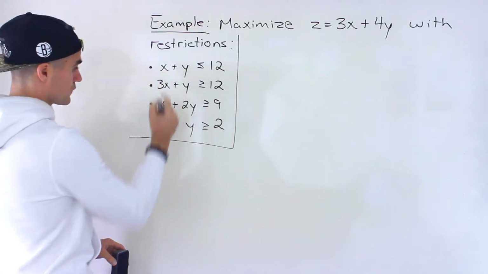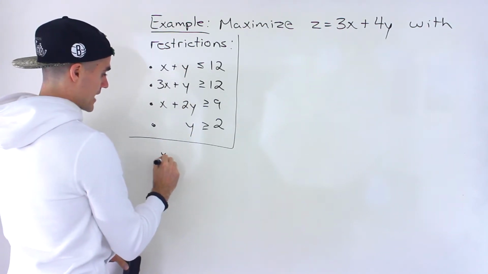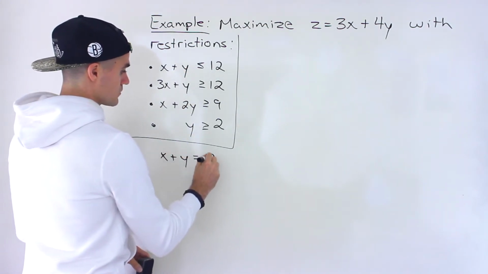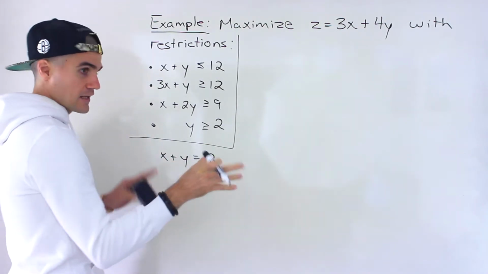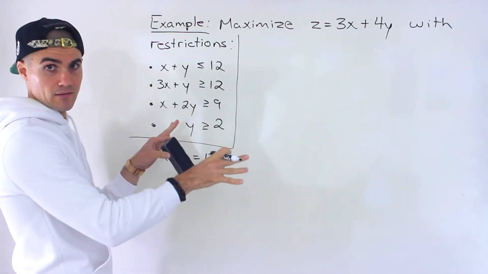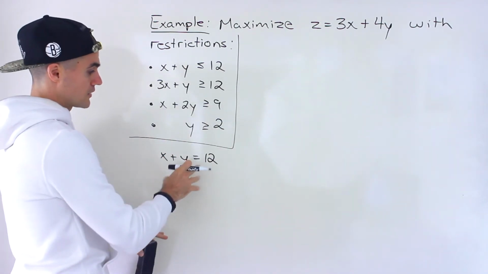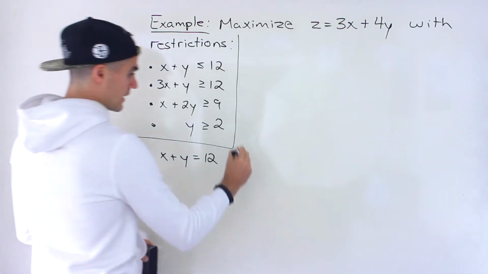So starting with the first line, instead of writing it as the inequality, I'm going to write it as x plus y is equal to 12. And what I'm going to do is find the intercepts, the y-intercept and the x-intercept, get those 2 points, and then just connect them in order to draw this line. You don't necessarily have to. That's what I'm going to do.